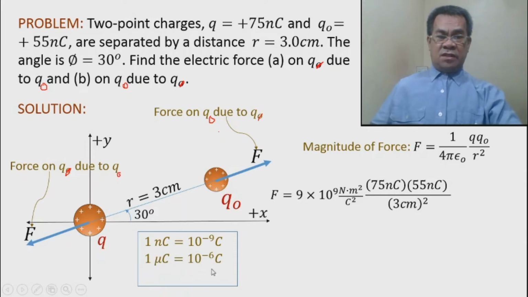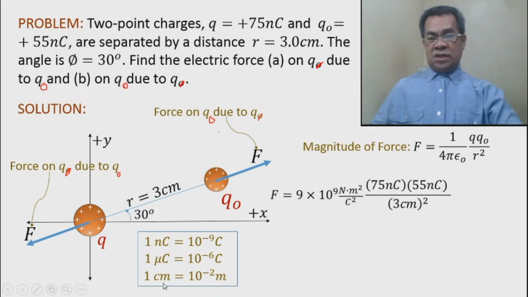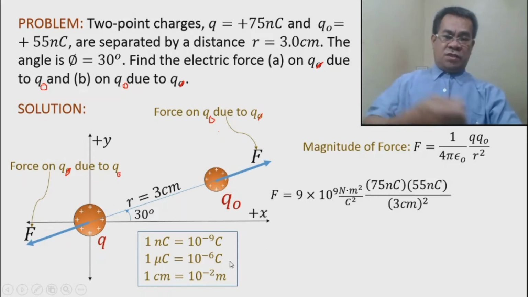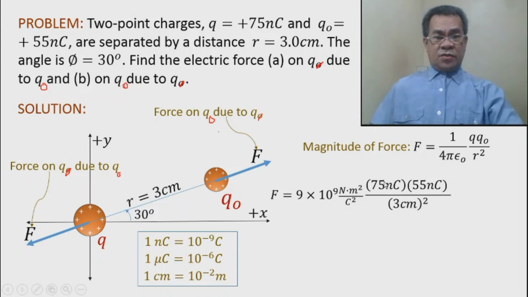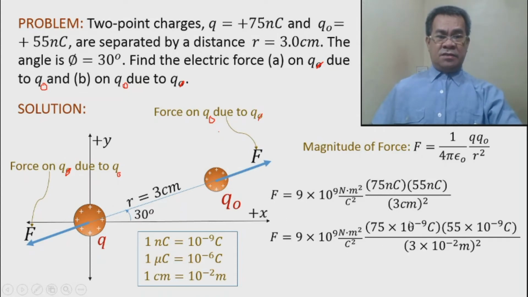And this centimeter, 1 centimeter is 10 raised to negative 2 meter, or 1 meter is equal to 100 centimeter. But in this case, it is convenient to handle the power of 10, because all you need to do is to multiply. So, to convert this, multiply times 10 raised to negative 9. So, we multiply this times 10 raised to negative 9.